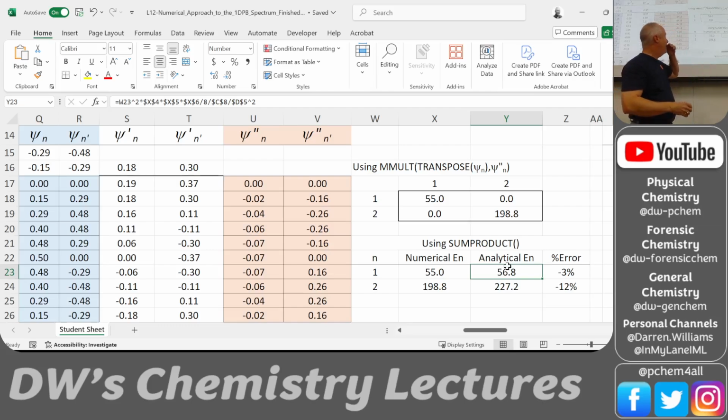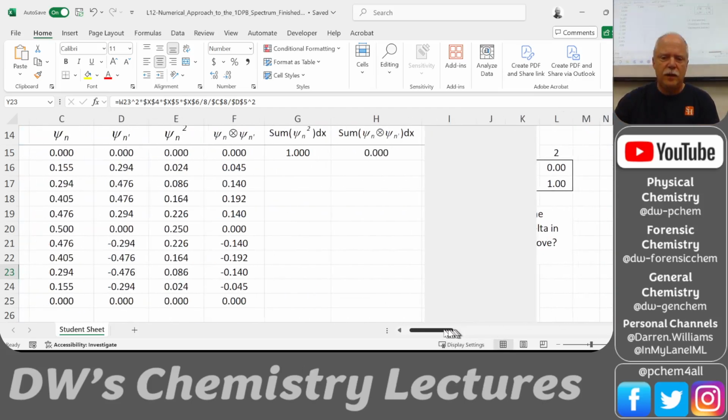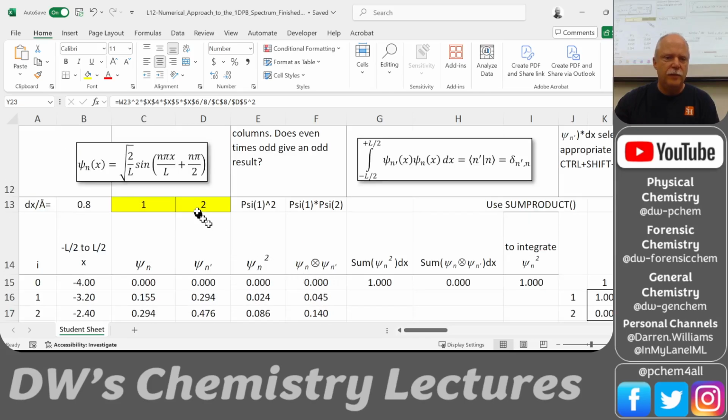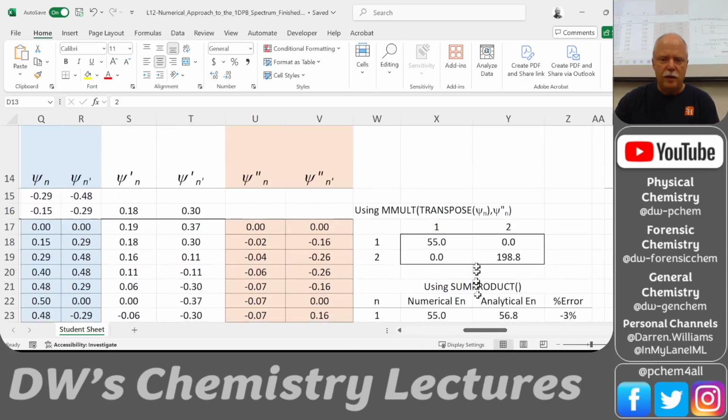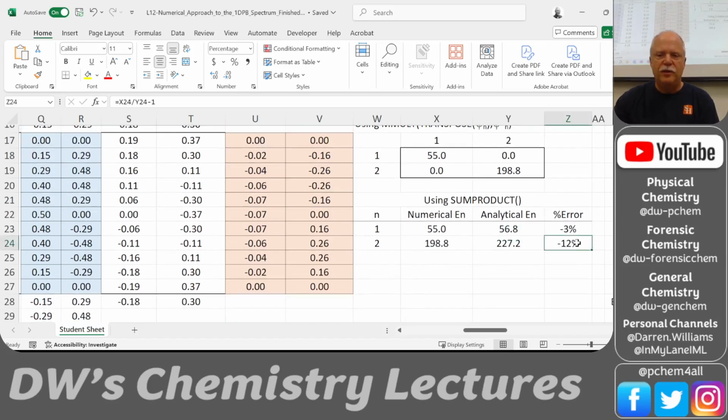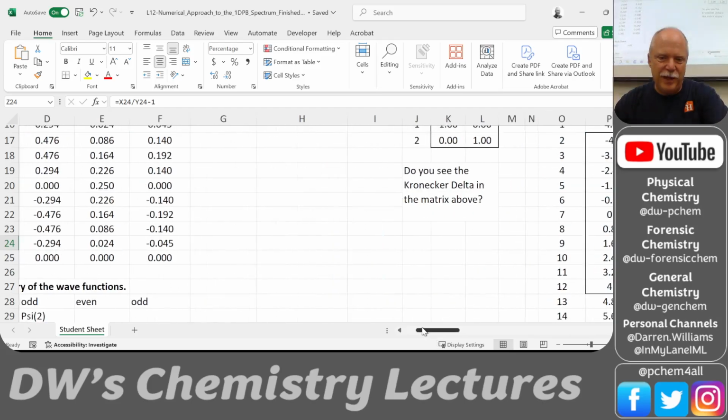So for the next wave function, do we have n equals 3 or n equals 2? Let's go all the way back over there and look. 2, okay. So n equals 2. Let's look at the error we have. 12% error for n equals 2. Okay. What about n equals 3? Let's see if I can do some freeze panes here.